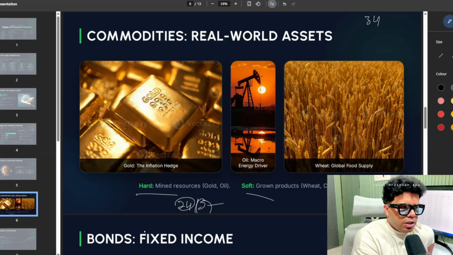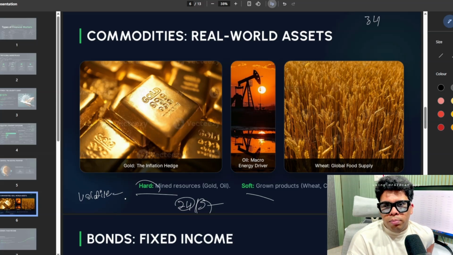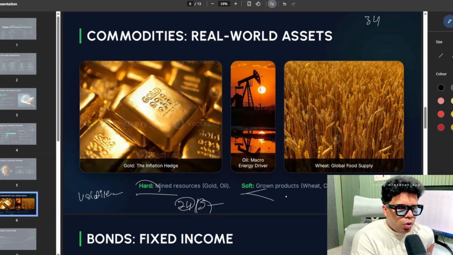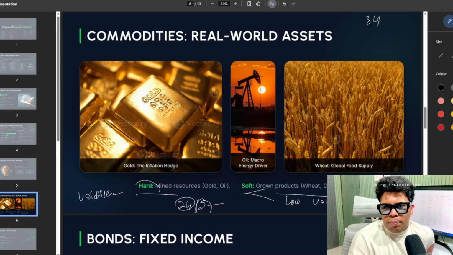The difference is that gold, a hard commodity, will be highly volatile, which means in a short time it's going to make big movements. But soft commodities will be low volatile, because their price depends on geopolitics, supply and demand.